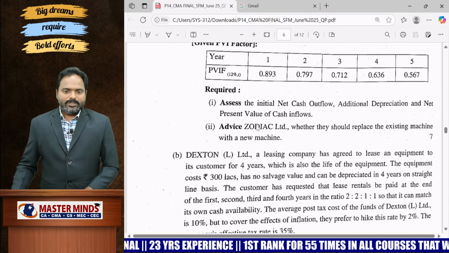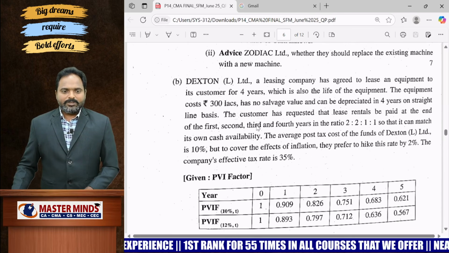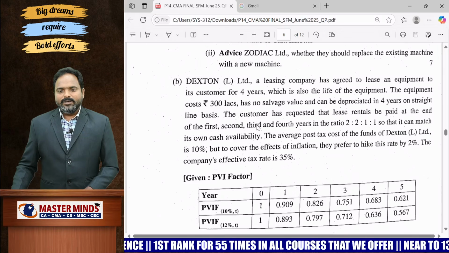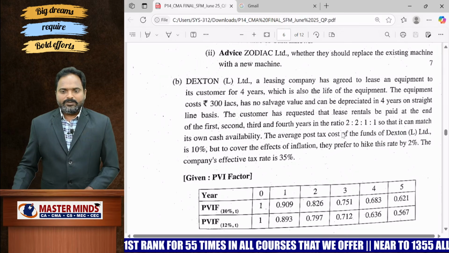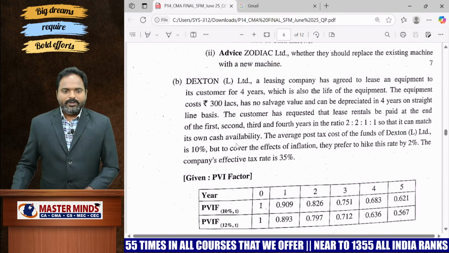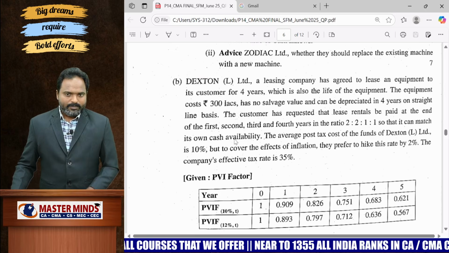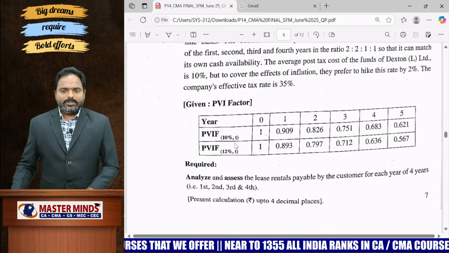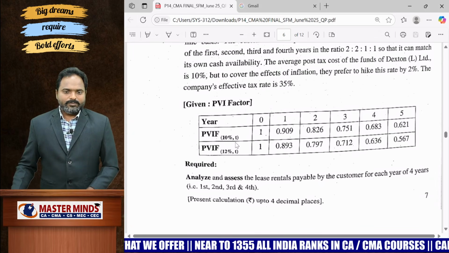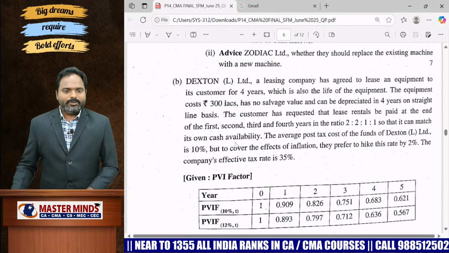And next question is Dexton Limited. This is also from lease financing. Very simple question. It is there in your material as it is. Just figures only they are changing, and this is 2:2:1:1. Break even lease rent you have to calculate from the SC point of view. This problem is covered in our material and issued material also, and this is a direct problem also. Okay. So students, it will not take more time also. You can answer comfortably. Question number 2A and question number 2B, they can answer comfortably.